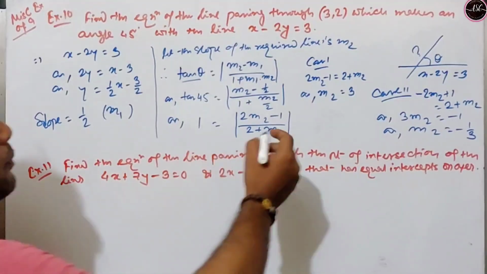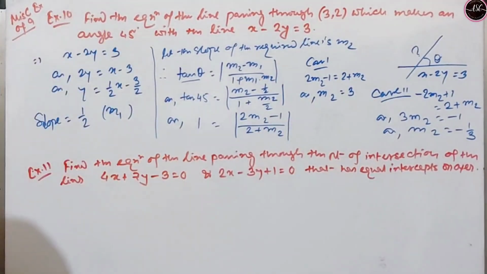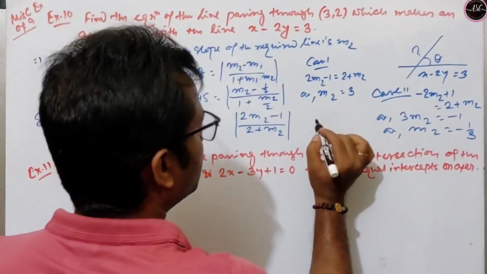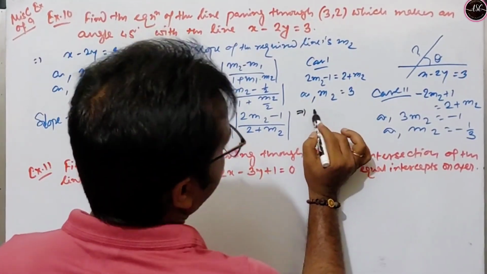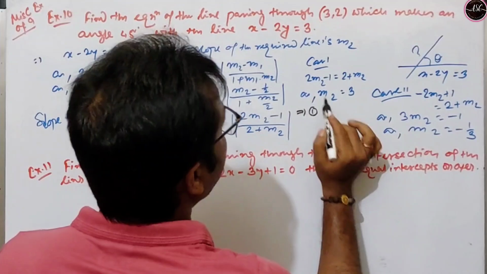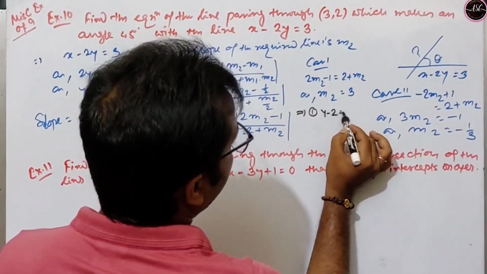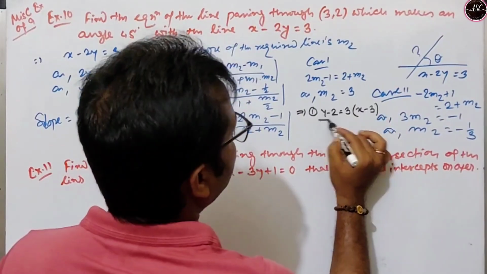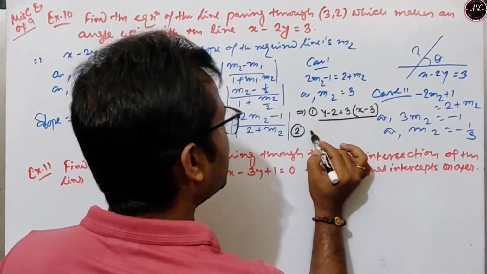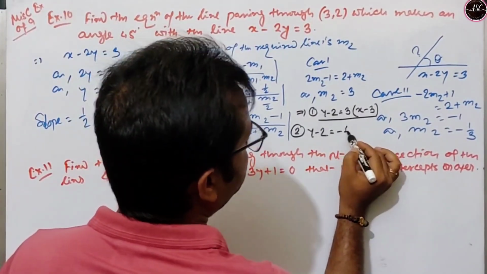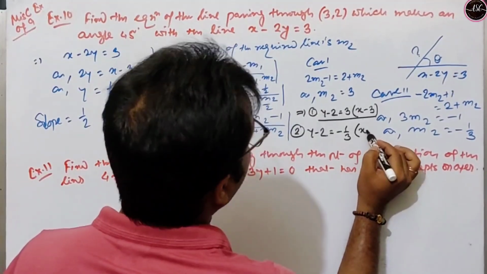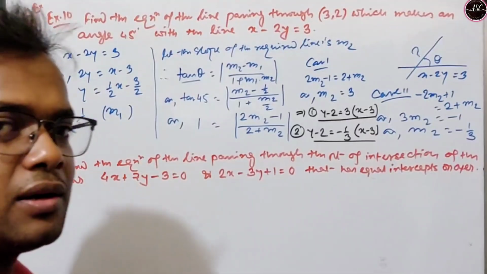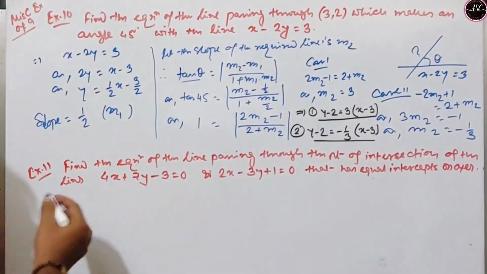So the equation of the line passing through (3, 2) will be, the first equation, y minus 2 equal to m2 into x minus 3. This is equation 1, and equation 2 will be y minus 2 equal to minus of 1 by 3 into x minus 3. Okay, just solve this, simplify this, you get the equation of the line. Okay, clear?